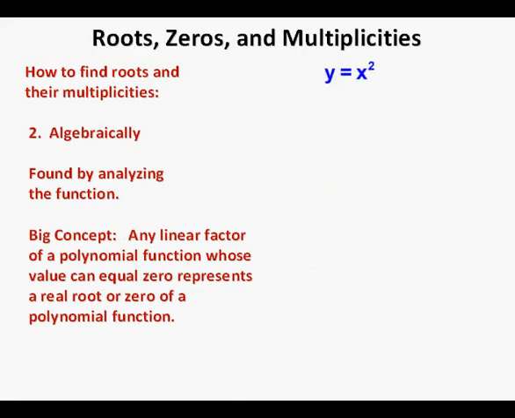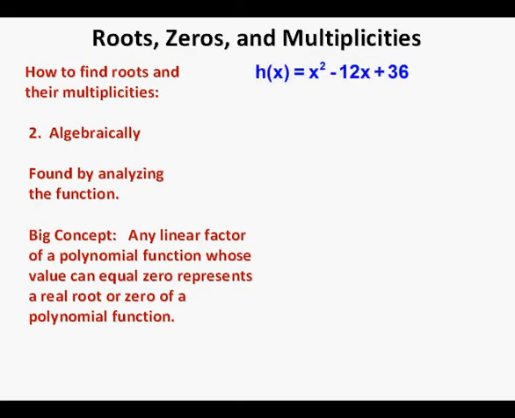Now we'll take a look at the quadratic parent function, y equals x squared. This function is composed of two linear factors, x and x, so we can rewrite the function as y equals x times x. And for this function, we know that we have a root or 0 where x equals 0, and since that same root happens twice, we say that the root or 0 has a multiplicity of 2 at that point.